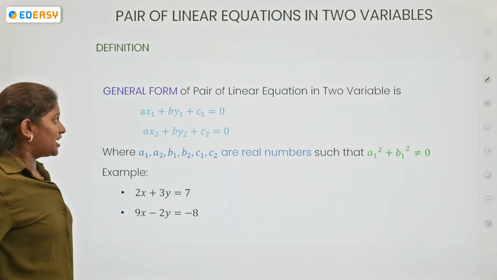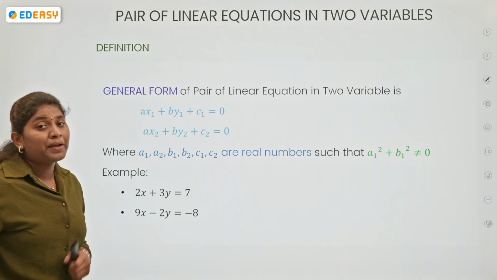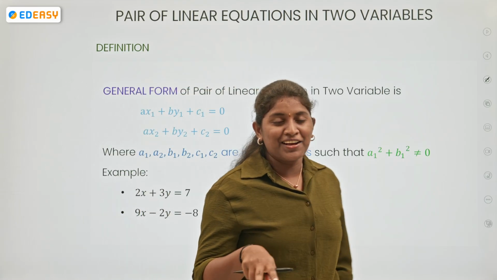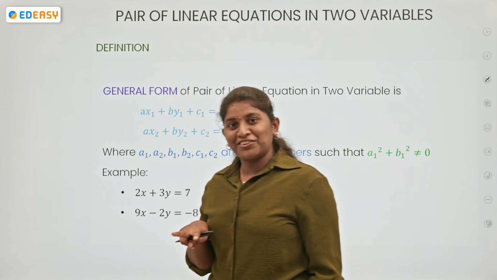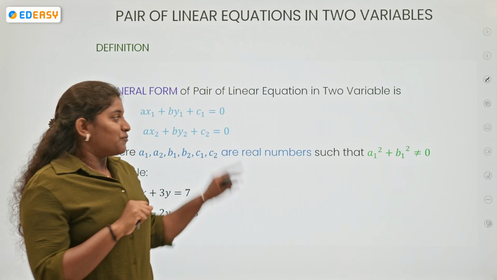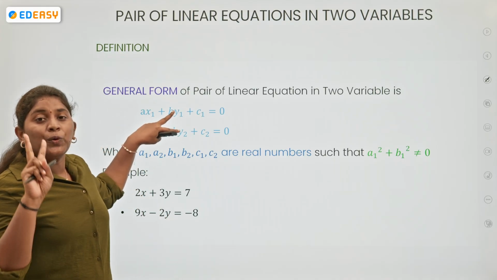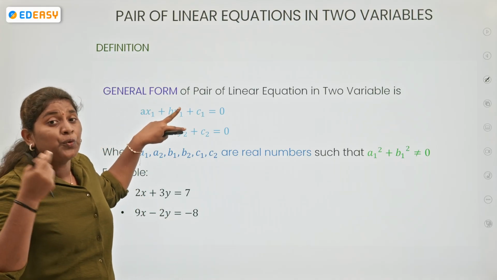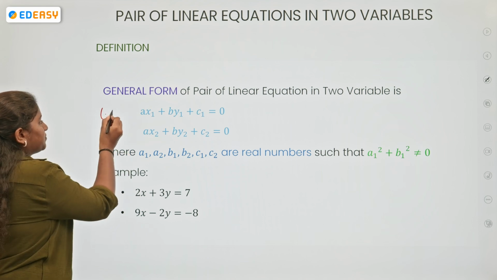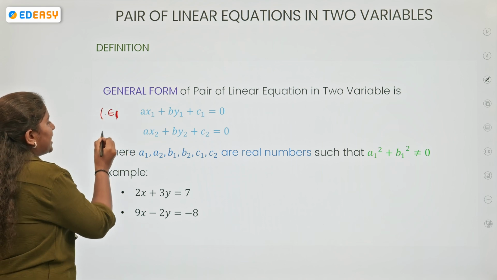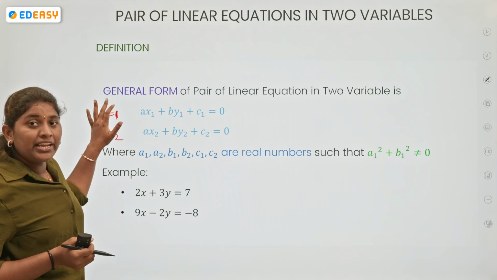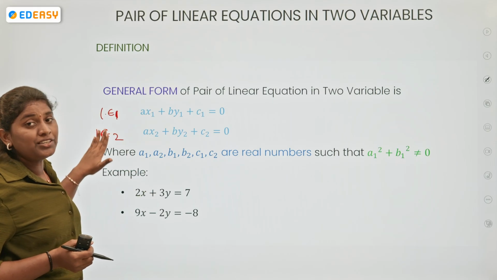Now, coming to the general form of a pair of linear equations, what is meant by pair? Pair is nothing but two, right? Pair of shoes means we have two shoes. In the same way, a pair of linear equations in two variables means we are going to take two linear equations that are in two variables. So, here I am taking my first equation, linear equation 1, and linear equation 2, each in two variables.